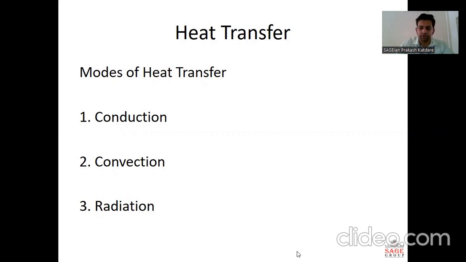The first mode is conduction, second convection, and third one is radiation. So let us discuss these. First one, conduction.